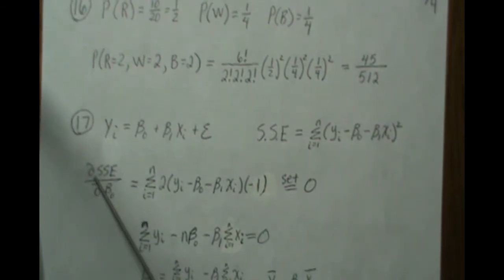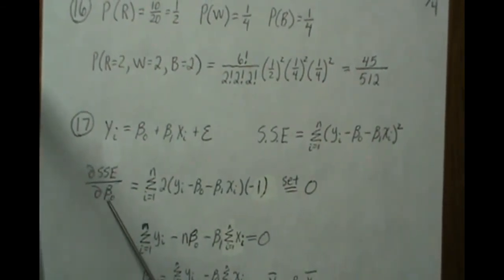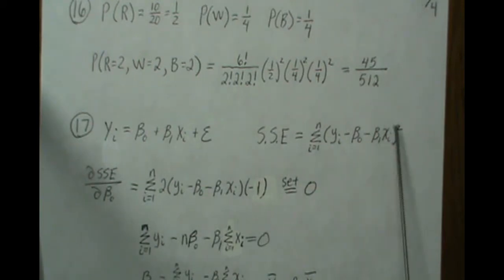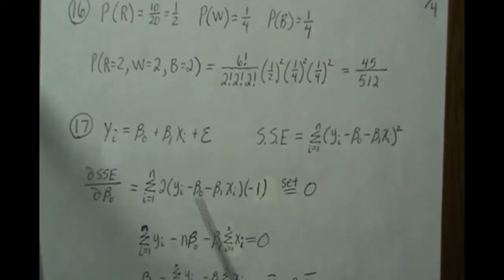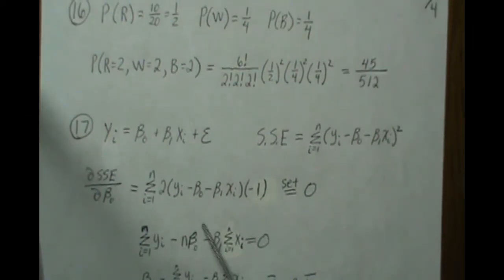And so we take the first partial with respect to beta 0. You take the derivative, so the 2 comes out front, and then it's 1 minus that. And then it's the chain rule with the derivative of this, which is minus 1. We set it equal to 0. Now this is a constant, so we can take it to the other side. That's a constant, take it to the other side.